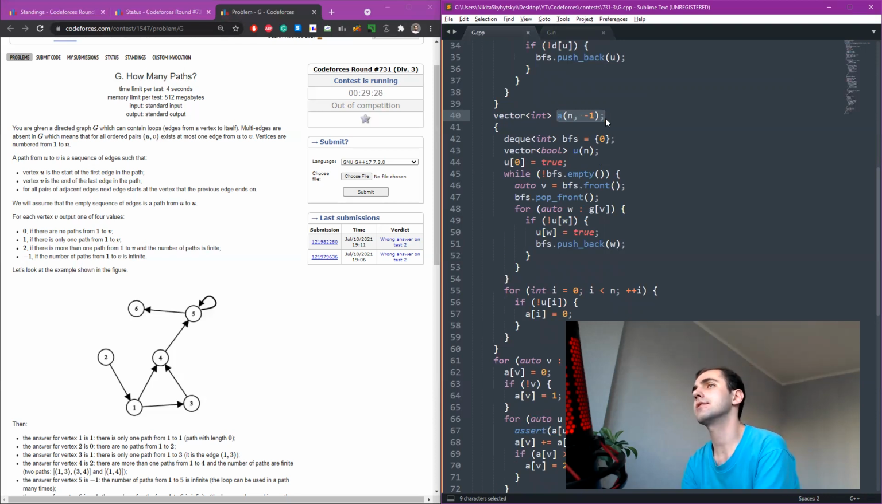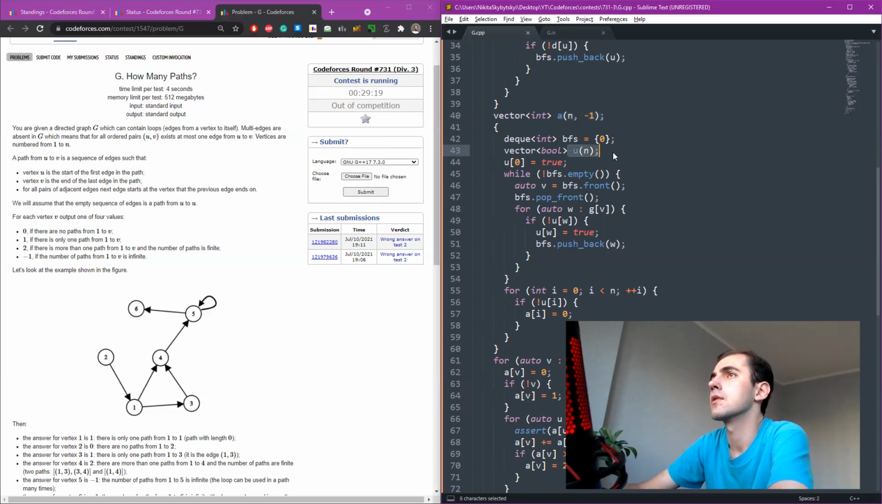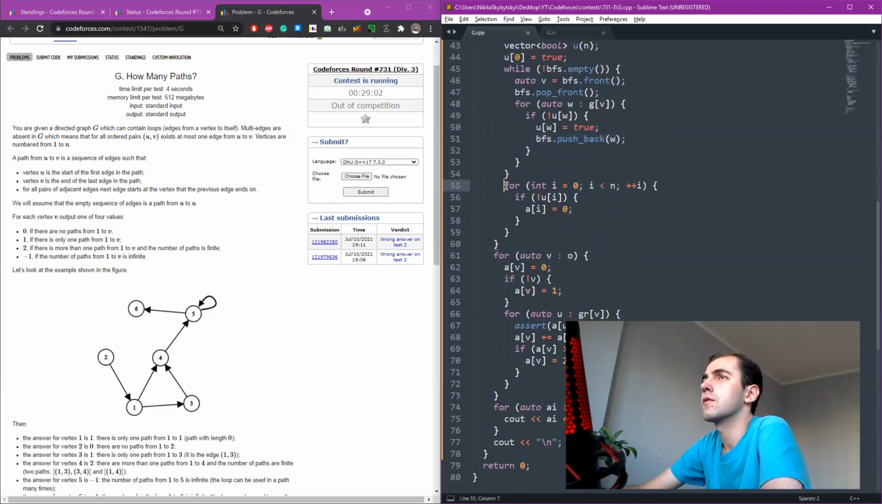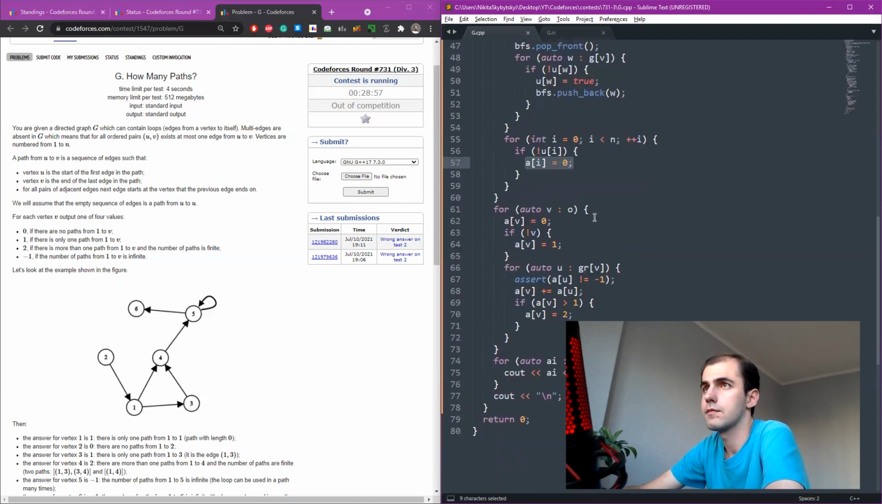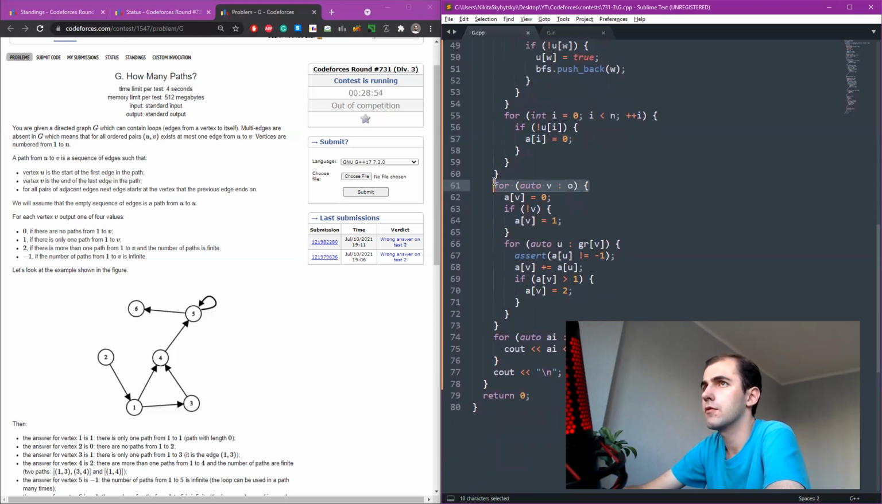When we write a BFS to find vertices that are unreachable, how do we do it? Boolean array, 0 vertex is reachable, while BFS not empty, take vertex, and go to all neighbors. If neighbor is not visited, mark it as visited and push it to BFS. For all vertices, if it was not visited, the answer is 0. And if we compute number of ways in topological order, the identity element is 0.